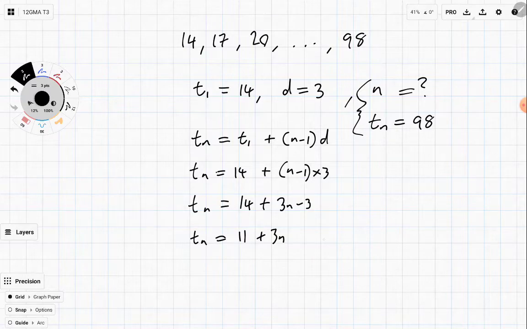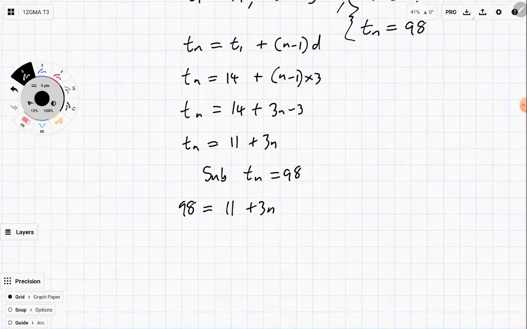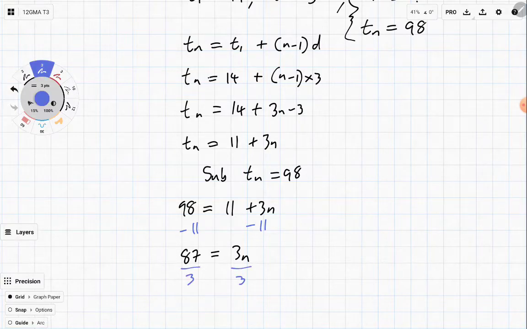But now, instead of subbing in n, we're going to sub in Tn. So we know that at some point the term equals 98. So 98 on the left-hand side, equals 11 plus 3n, and we're going to solve for it. Subtract 11 from both sides. That leaves us with 87 is equal to 3n. And now we're going to divide both sides by 3 to get n by itself.